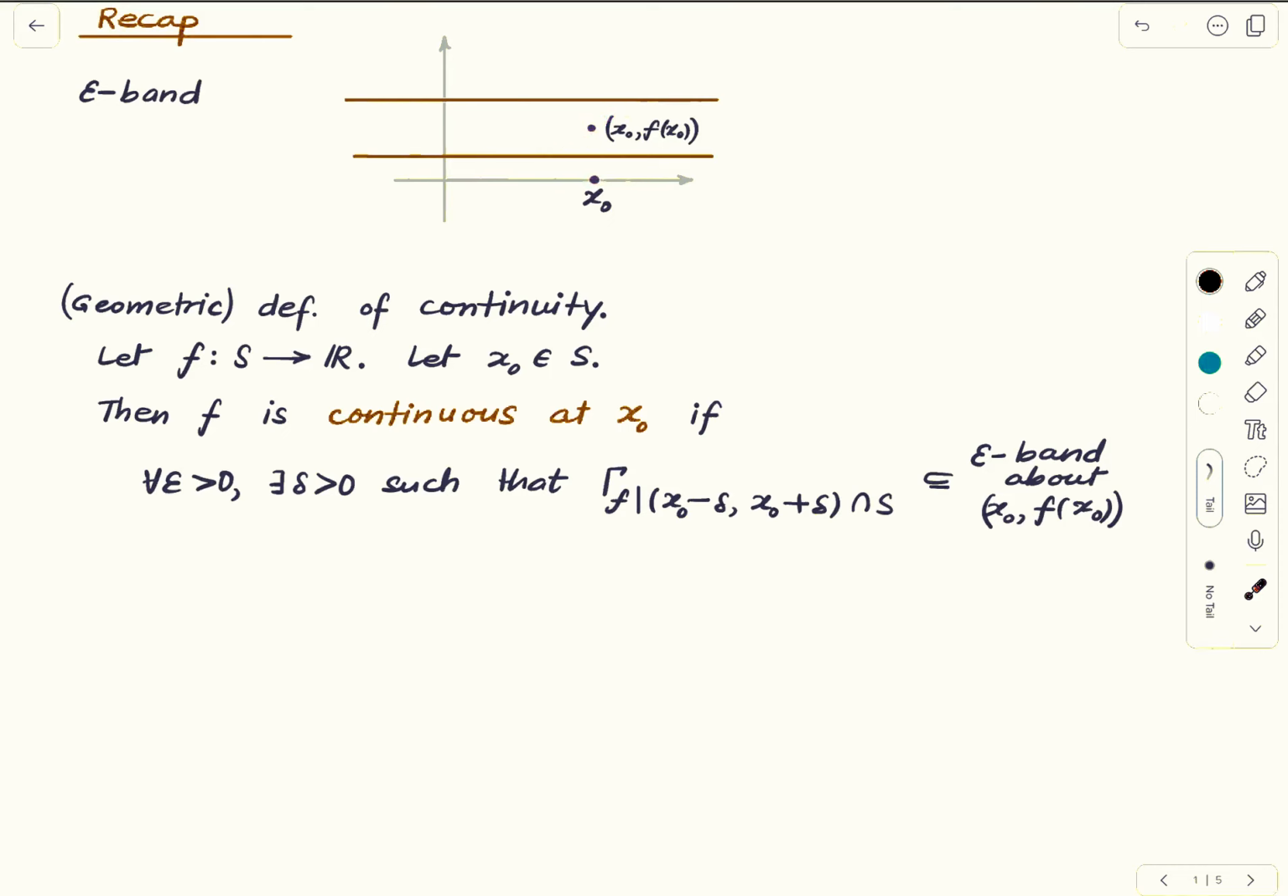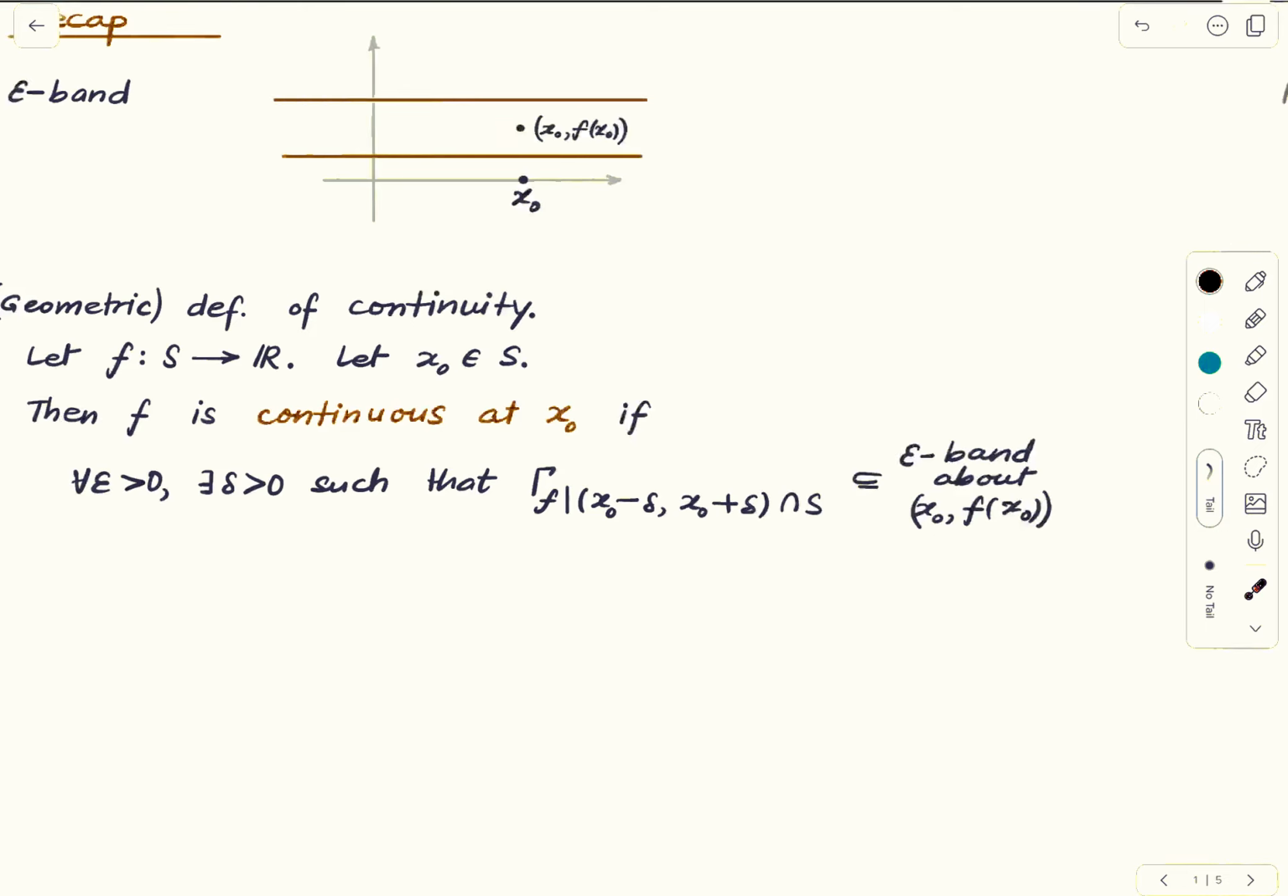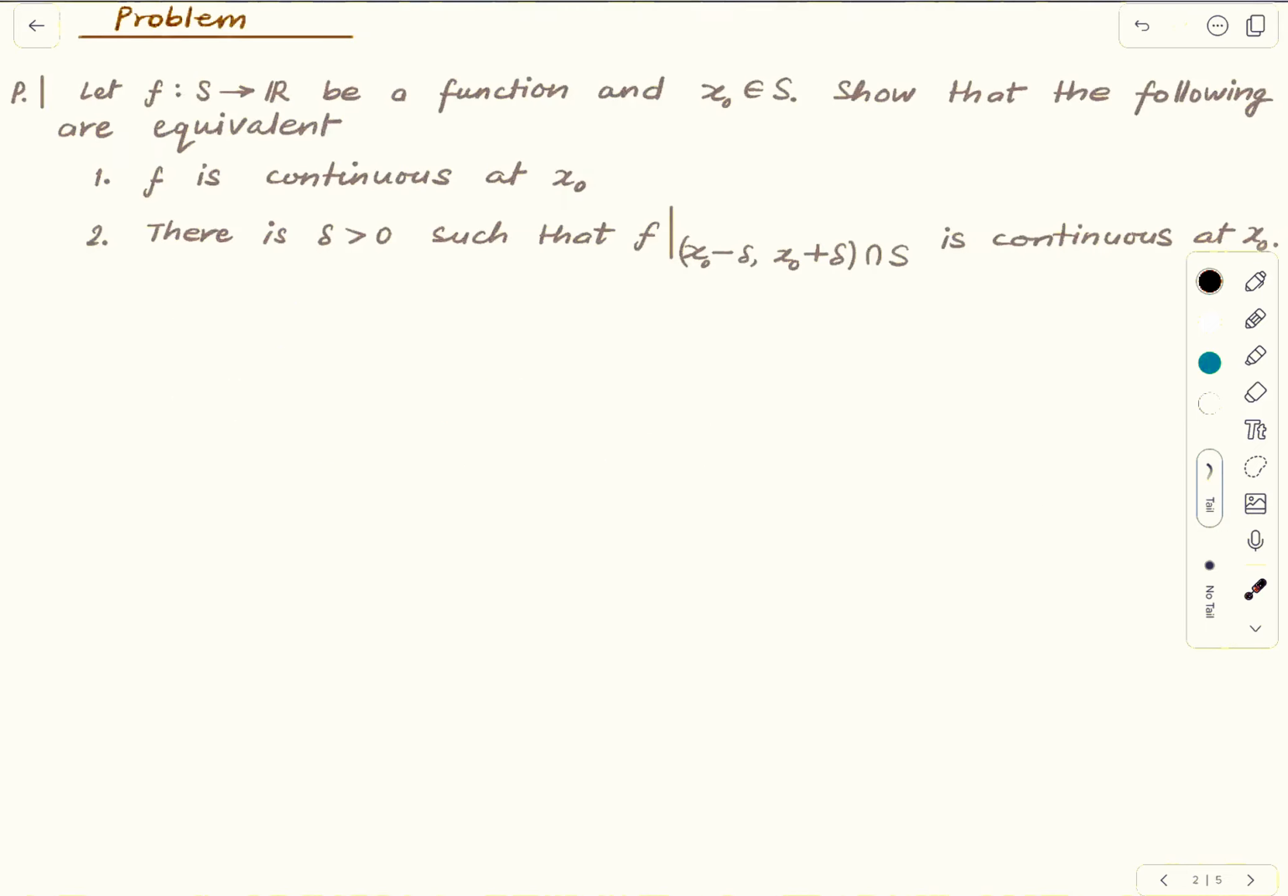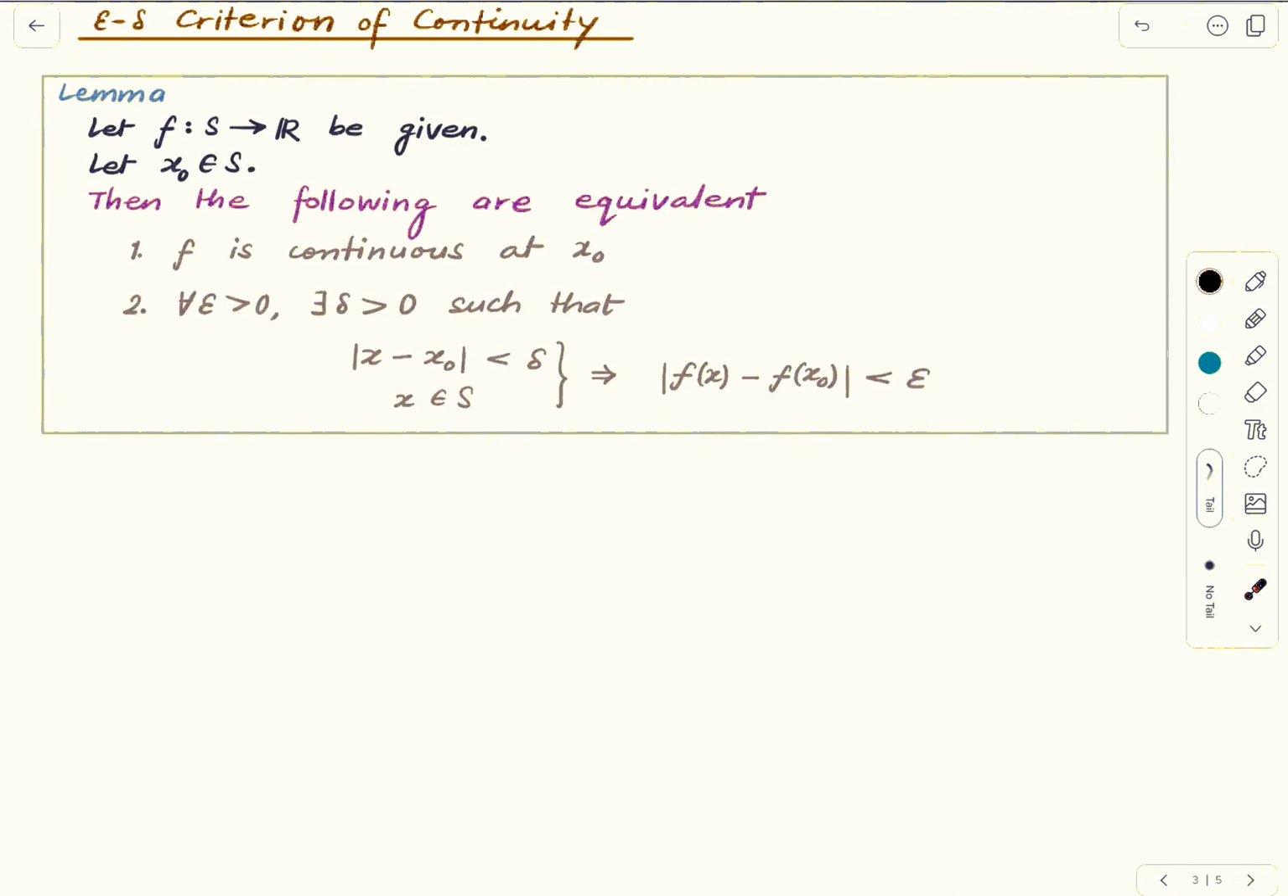So this should feel like a correct definition. We discussed it for a sufficient amount of time in the previous lecture, and today it will be more or less a reformulation of the same thing. Here is one problem for practice. And now let us get started.